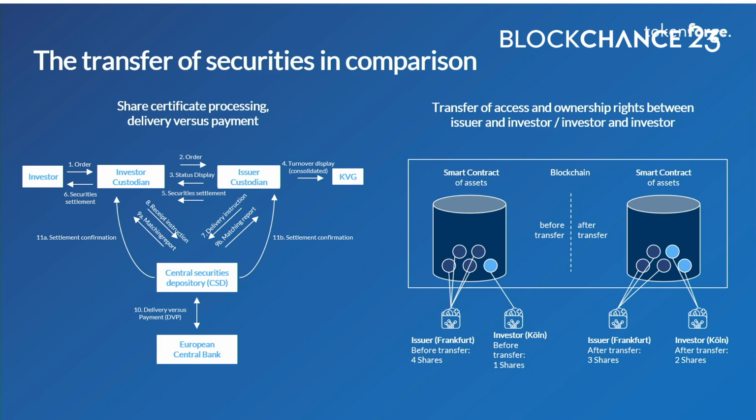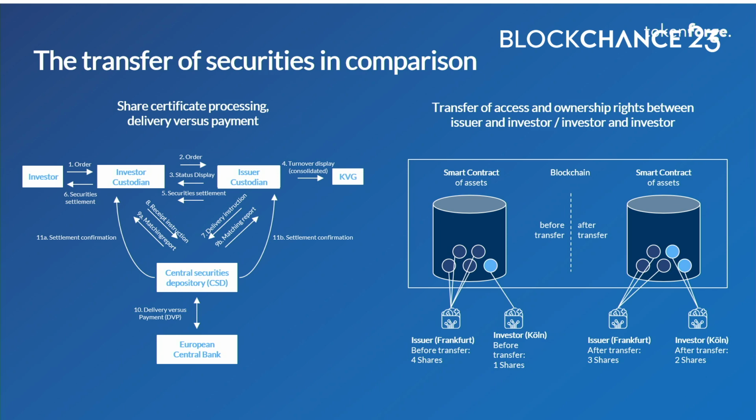What you can see here is how it is working right now with the central securities depository, in this case Clearstream in Germany. You have an investor that is ordering something and asking his custodian, his bank. This bank is then talking to the custodian of the issuer, and then you have the whole process, including delivery versus payment. It's about 11 steps that are needed to transfer a security.